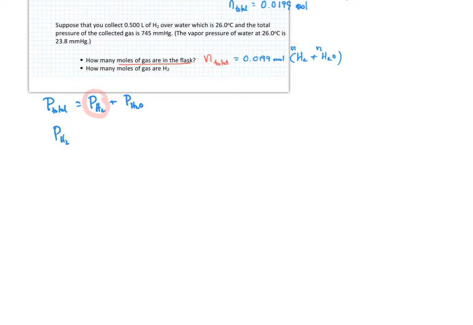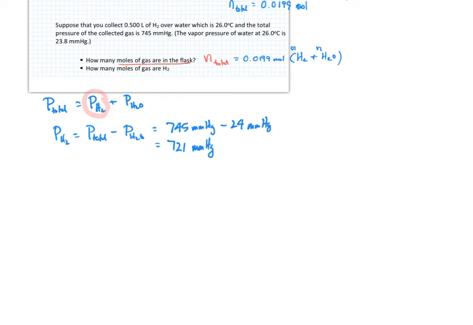So pH2 is going to equal P total minus pH2O. In other words, this is going to be equal to 745 millimeters of mercury, that's the total pressure, minus 24 millimeters of mercury. Now I know it says 23.8, but for significant figure reasons, we'll keep the significant figures consistent with the total pressure. So this is going to equal 721 millimeters of mercury. That's the pressure due to hydrogen.